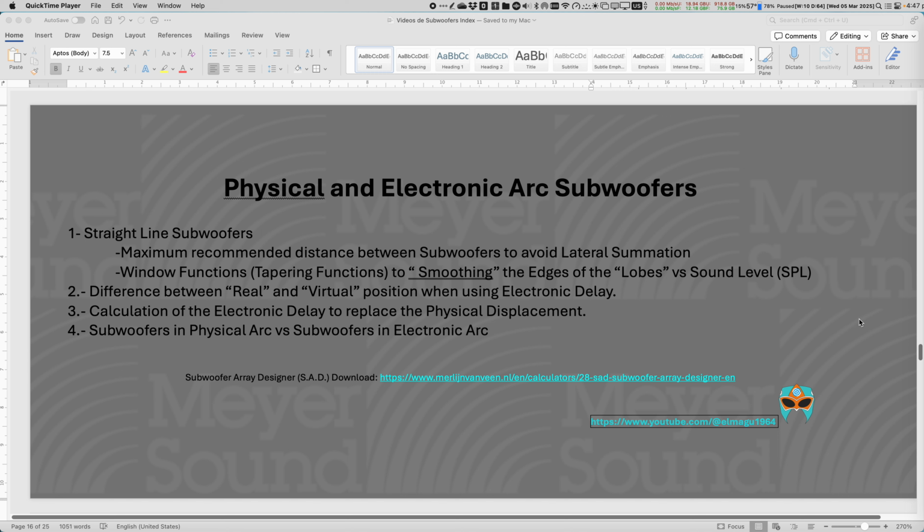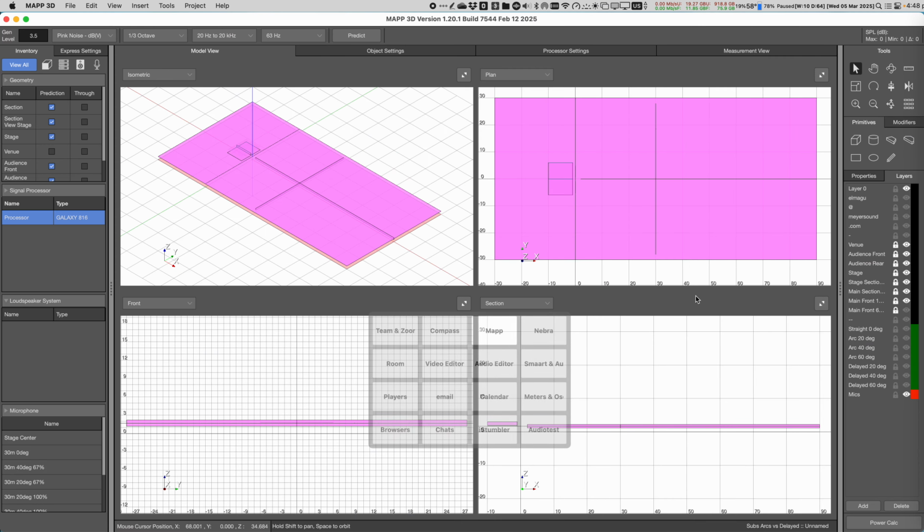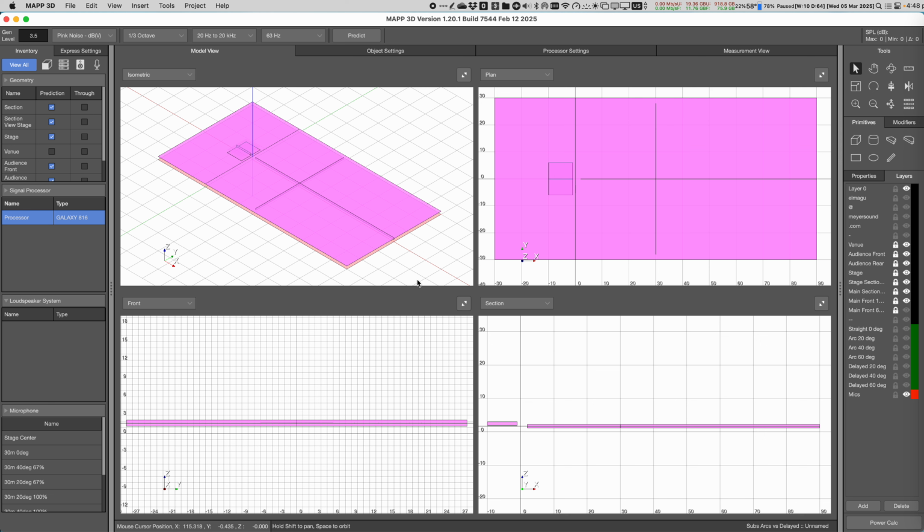Okay, so let's start, and for the beginning, we'll continue using Map3D, the simulation predictive software that will help us to clarify all these abstractions. Remember that we have 4 views. The top view is the isometric. The second view to the right of the top is the plan view, or like the drum view. The bottom left is like the front view, like if we are in front of the system. And the bottom right is the lateral view or section view, like if we are from one side.